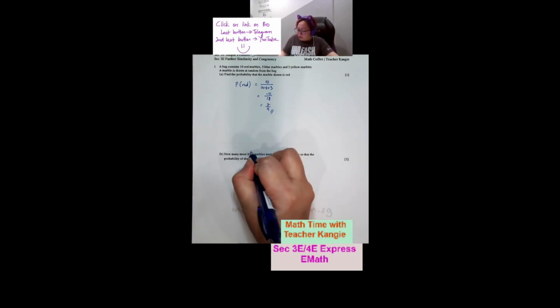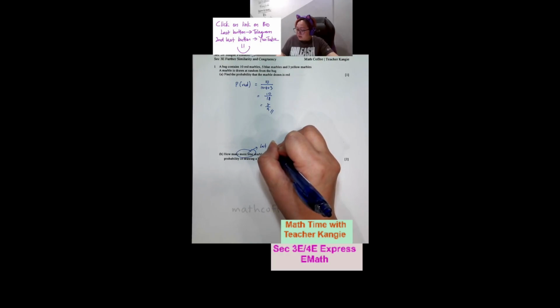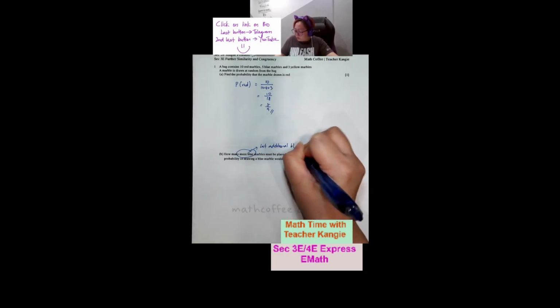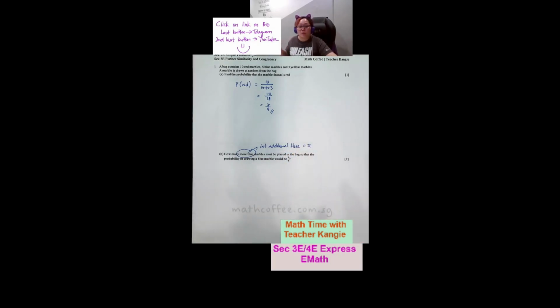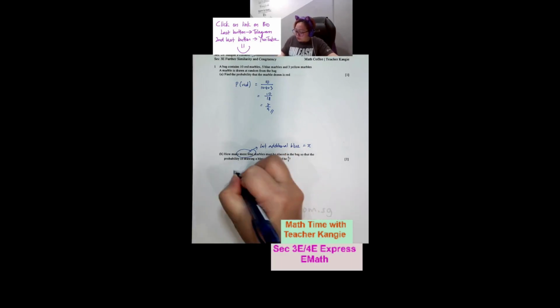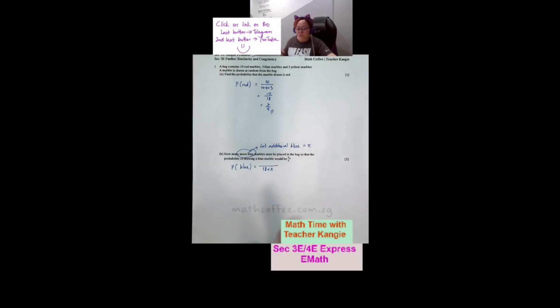So I'm going to let the additional blue be X. Let additional blue equal X. We don't know how many blue marbles we're going to add. So you will just do the probability of picking a blue. My total is no longer 18. My total is 18 plus X because I added X number of blue, correct?